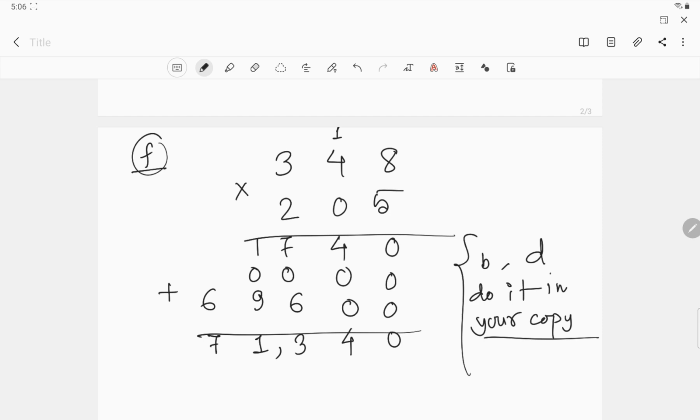Try to learn, and B and D of question number 2, you have to do in your copy, right?